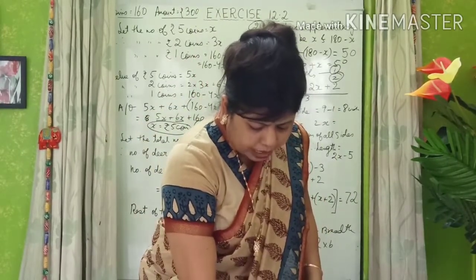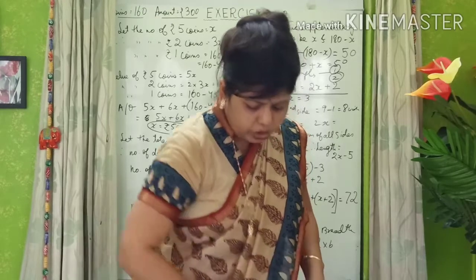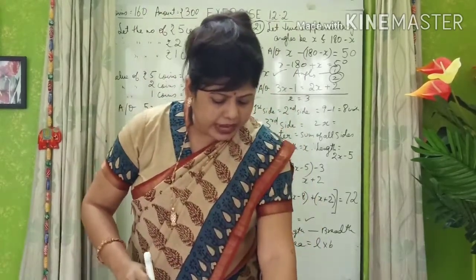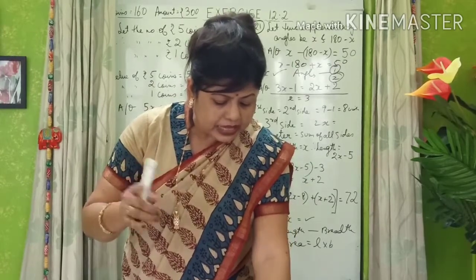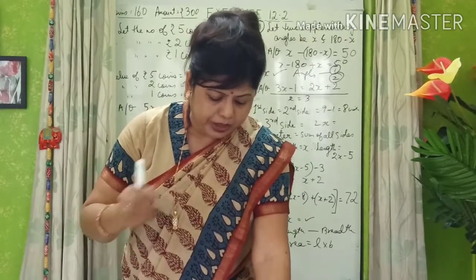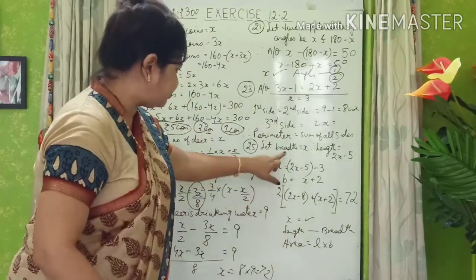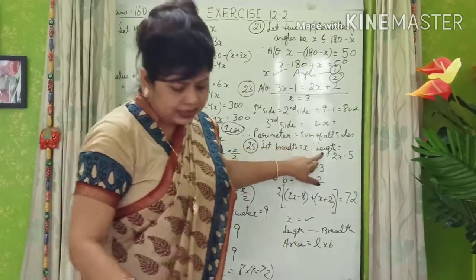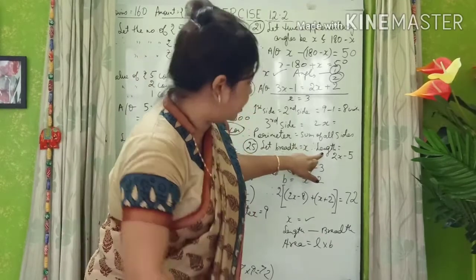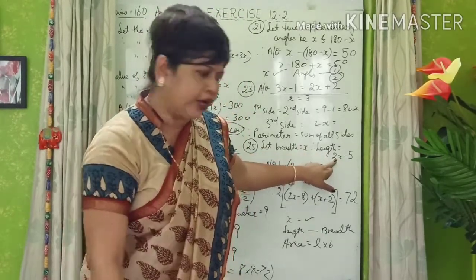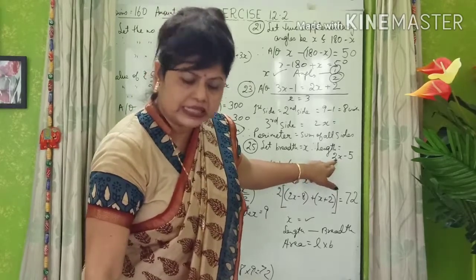Now students, you come to question number 25, the last question to solve today. The length of a rectangle is 5 cm less than twice its breadth. So let the breadth be x. According to the question, length is 5 less than twice the breadth, so 2x minus 5, that is the length.